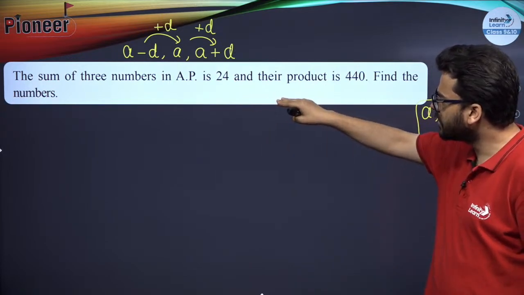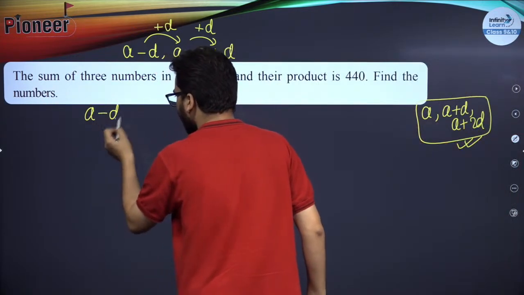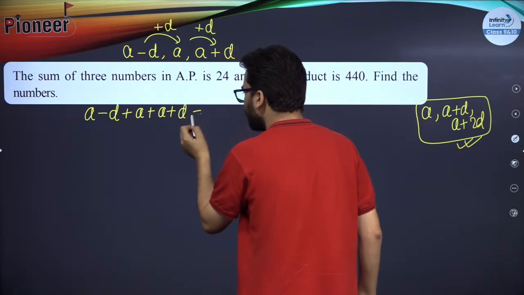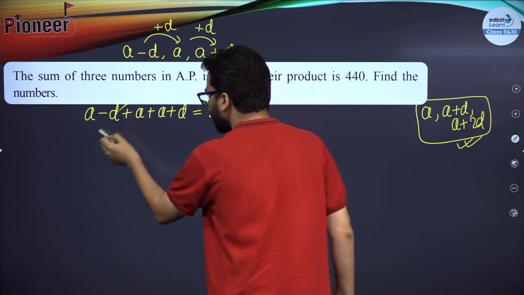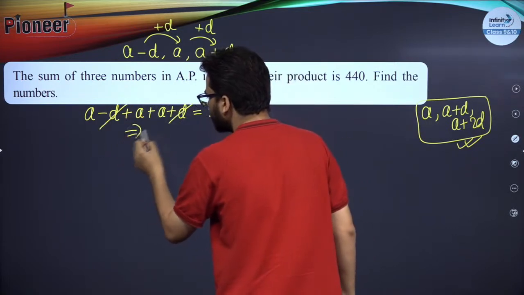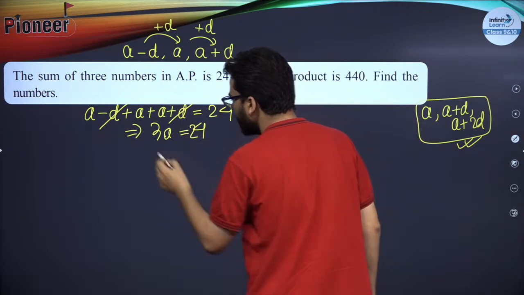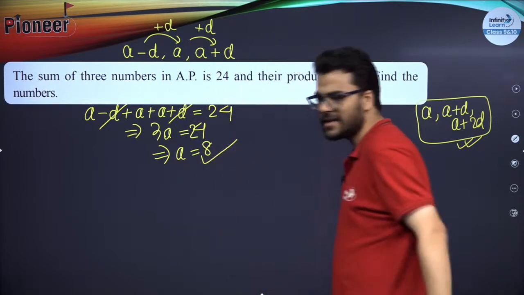So the sum of the 3 terms over here is 24. So you will do like this: a minus d plus a plus a plus d is equal to 24, correct? Whenever you get like this, d will get cancelled out. So basically 3a is equal to 24, so a is equal to 8, as 3 8s are 24.